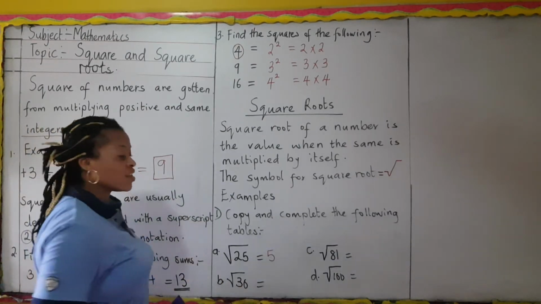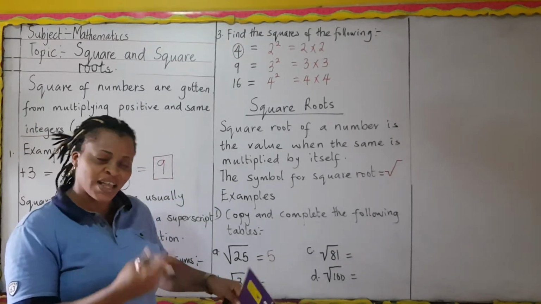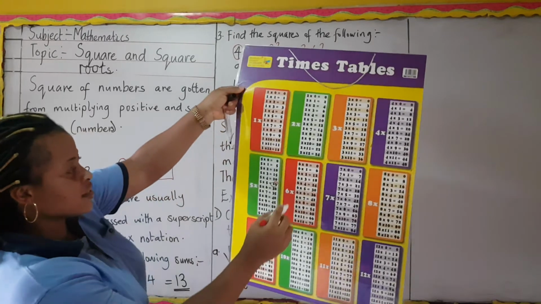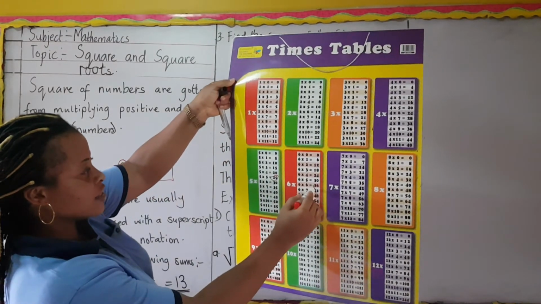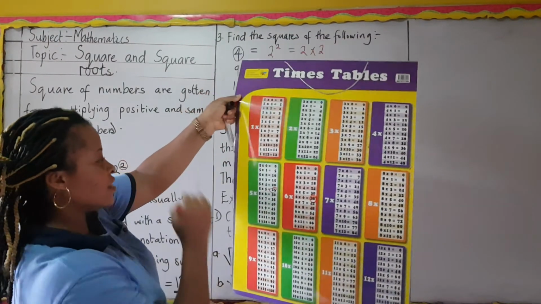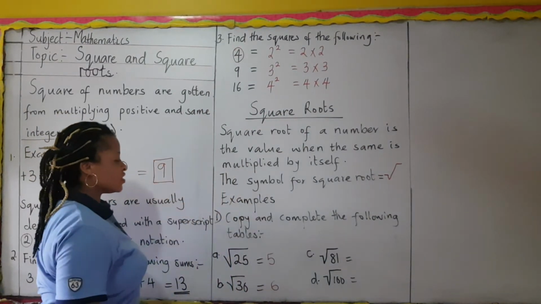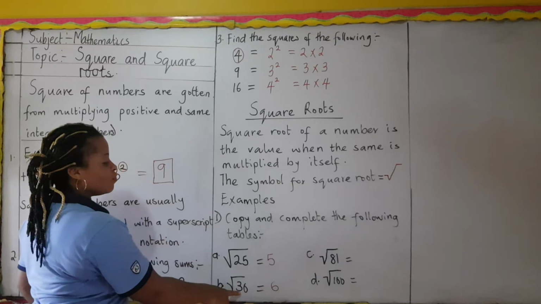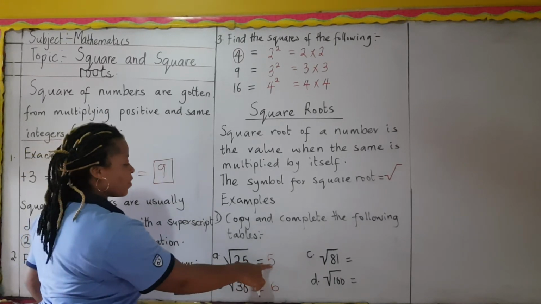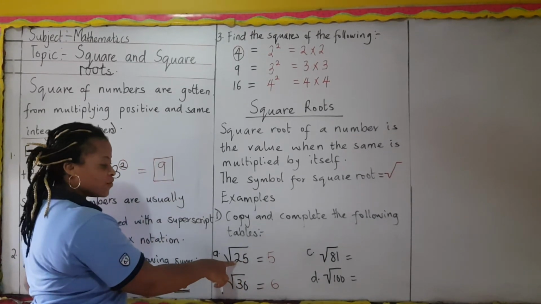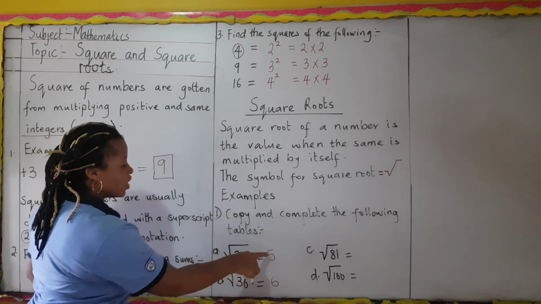Then 36. I know it's 6. Let's check. I go to the 6 times table. I look at it. This is a perfect square, 36. Then I'll come here. I'll write 6. That shows that 6 times 6 will give me 36. 5 times 5 will give us what? 25. So the square roots of them are this.